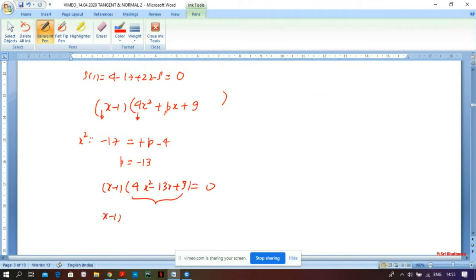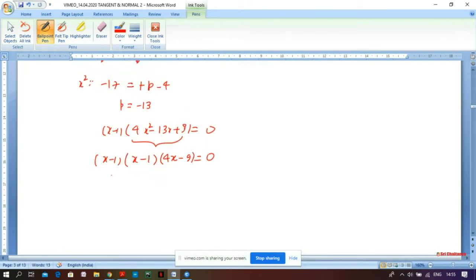And so I can write x minus 1 times x minus 1, since 1 is a root. And this is 4x because 4x squared. And this must be minus 9. So we got this kind of result. So in fact, we got x minus 1 two times, and 9 over 4. You can shorten the work. That's what the message was. We can shorten the work.